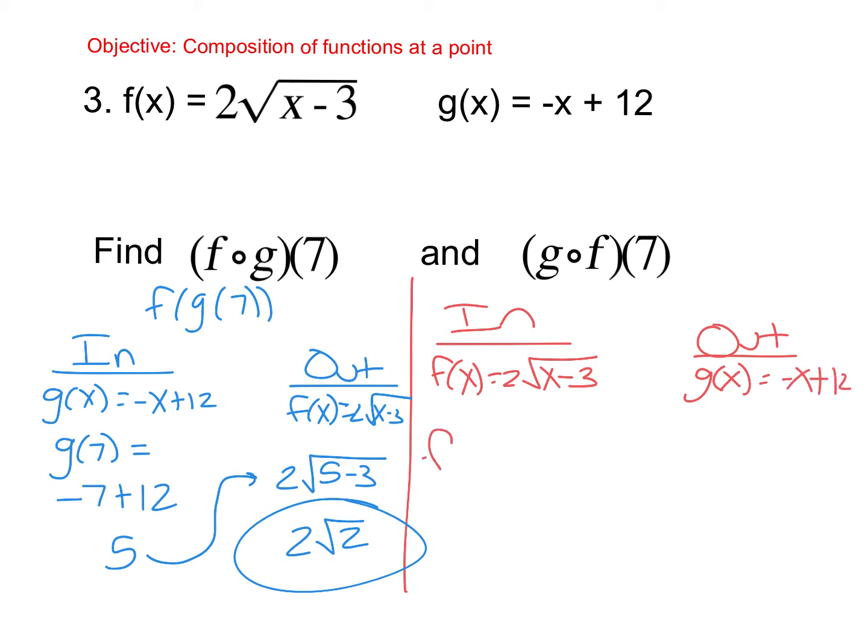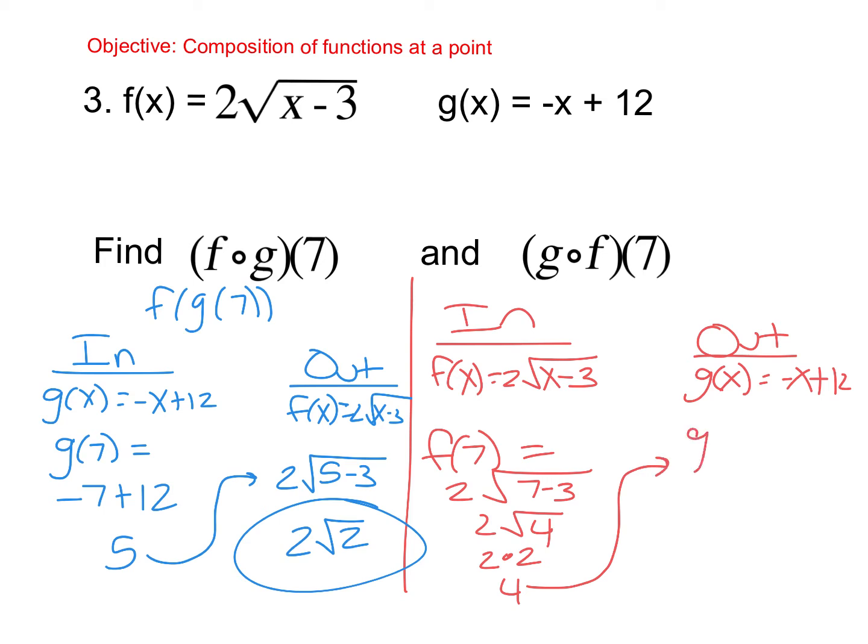All right, so f of 7 is 2 times the square root of 7 minus 3, 2 times the square root of 4. The square root of 4 is 2. 2 times 2 is 4. And then 4 gets plugged into g. Negative 4 plus 12 is 8. Right, that's it.